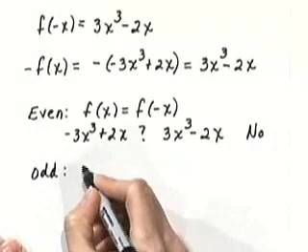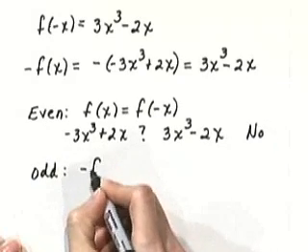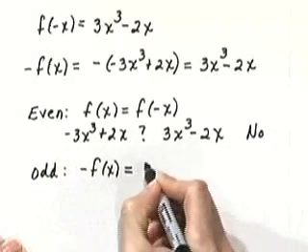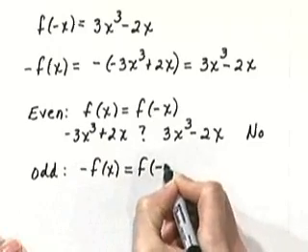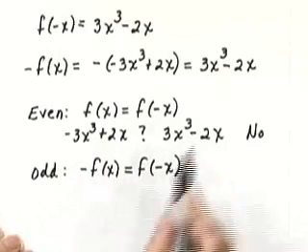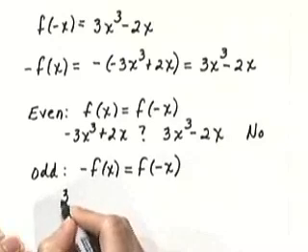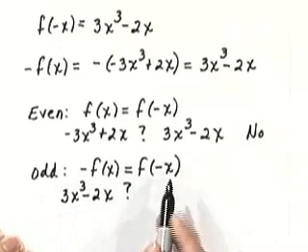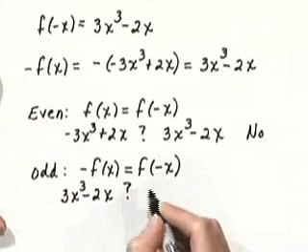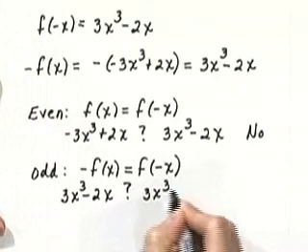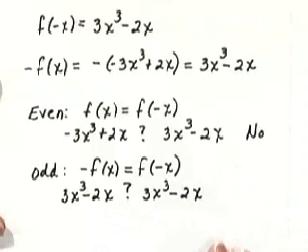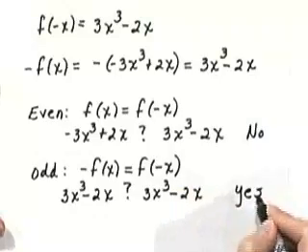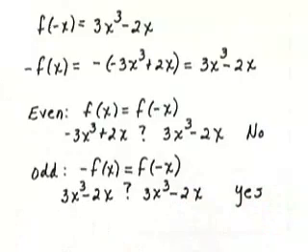If they're odd, then we would say that the opposite of f of x equals f of the opposite of x. Well, the opposite of f of x is 3x cubed minus 2x. Is that the same as f of the opposite of x, which is 3x cubed minus 2x? And of course, they are identical, so the answer is yes. We have an odd function here.